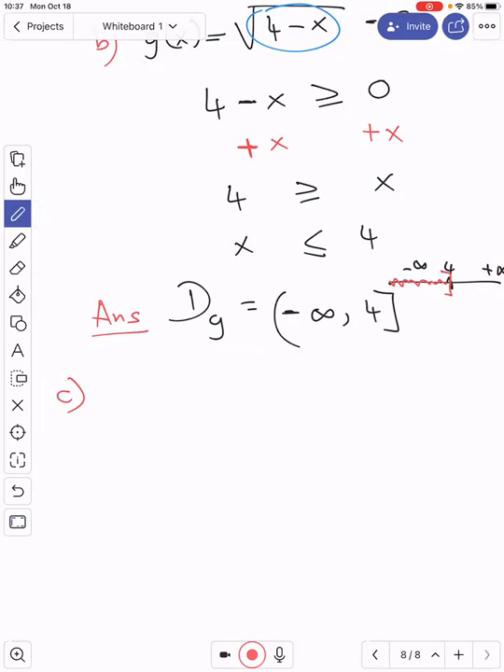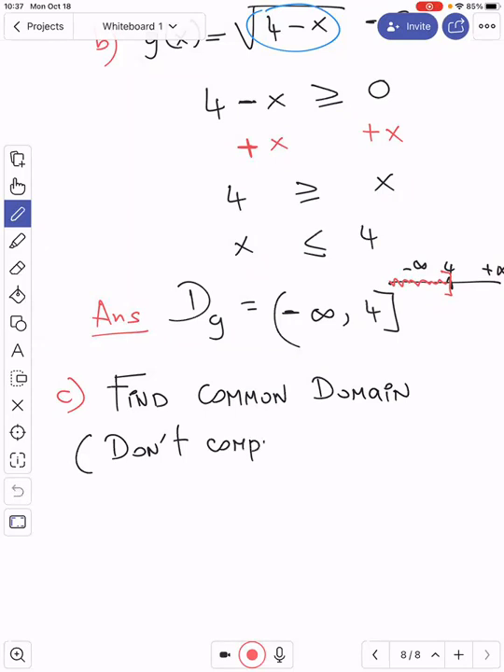So we need to find the common domain, and that will be the domain of f plus g. So you don't waste your time computing f plus g. Don't compute it. You don't have to. We need to find the intersection domain, right?